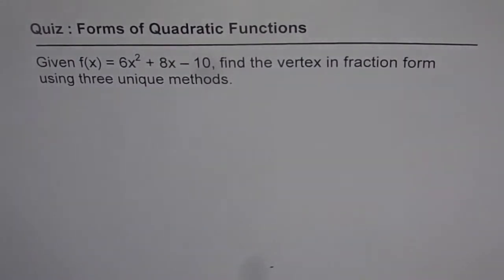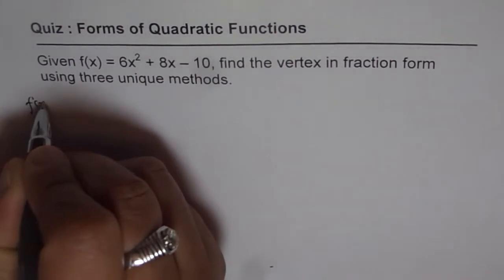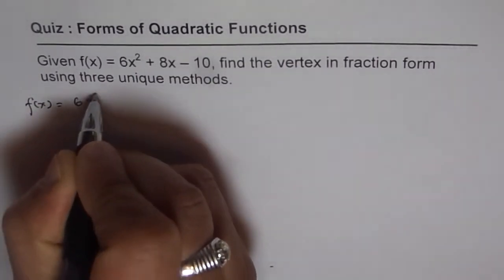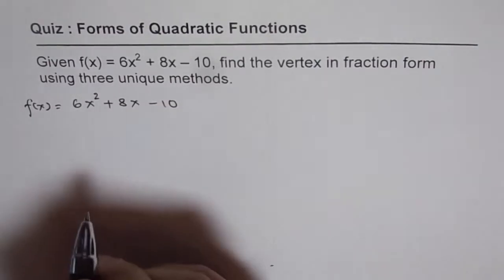Now we are given the equation in standard form, and you have to find the answer for the vertex in three different forms. So the idea of having this question here is to explore ways in which we can solve a particular equation and figure out the best possible way. So we have our function f of x equals 6x squared plus 8x minus 10.